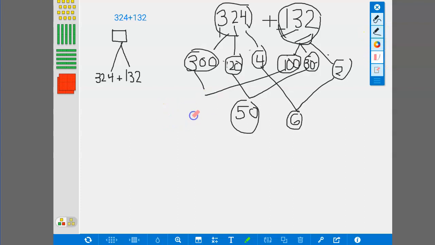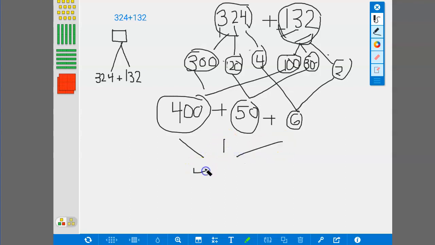And we put it together. 400 plus 50 plus 6 equals that number we just put together, 456.